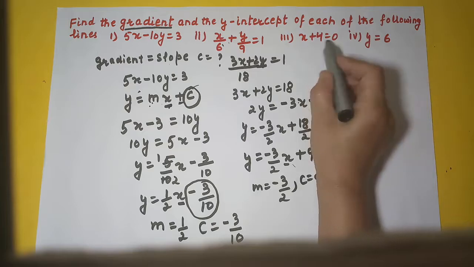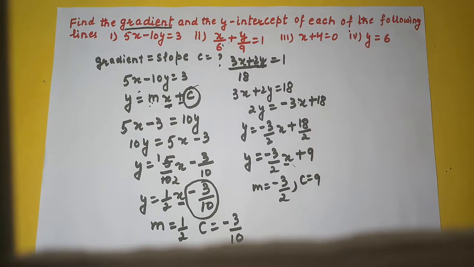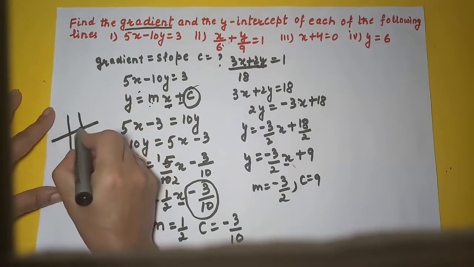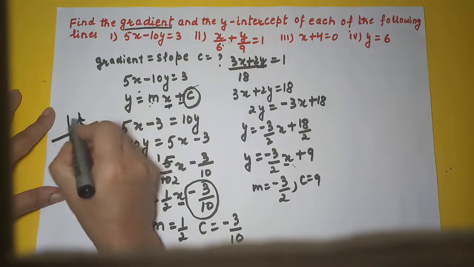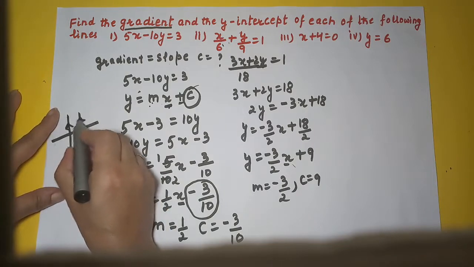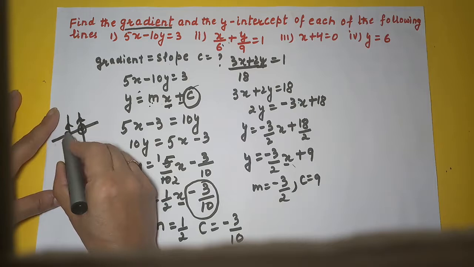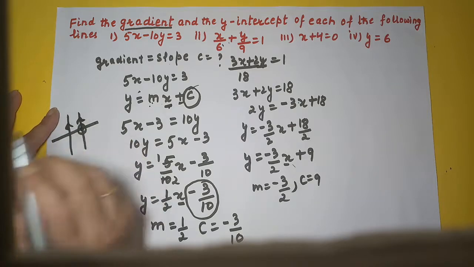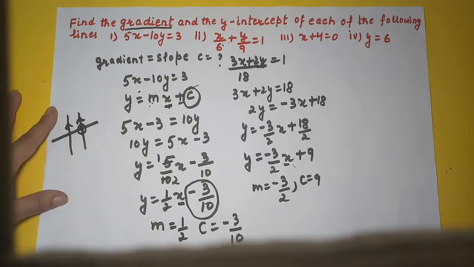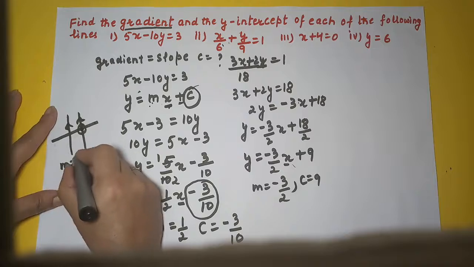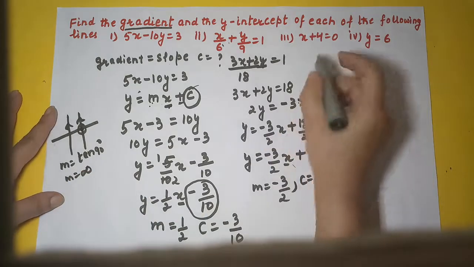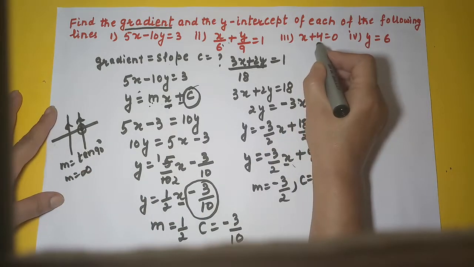Now then we have the third part. Here we have x plus 4 equal to 0. So x equal to minus 4. Isn't it a line which is parallel to the y-axis? So when a line is parallel to the y-axis, it makes which angle with the positive direction of the x-axis? It makes 90 degrees with the positive direction of the x-axis. So what will be the slope in that case? M will be equal to tan 90. So tan 90 is not defined. So here the slope will also be not defined.